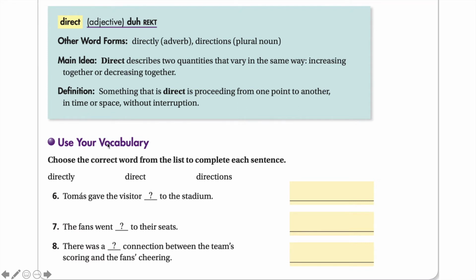So let's choose the correct word from the list to complete each of these sentences. We have directly, direct, or directions. Thomas gave the visitor blank to the stadium. Well, the one that I would pick would be directions. He gave him directions to the stadium. The fans went directly to their seats. And there was a direct connection between the team's scoring and the fans cheering.